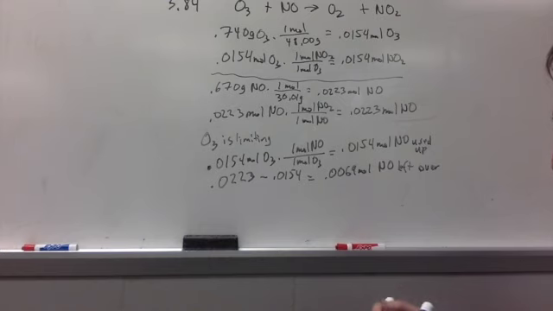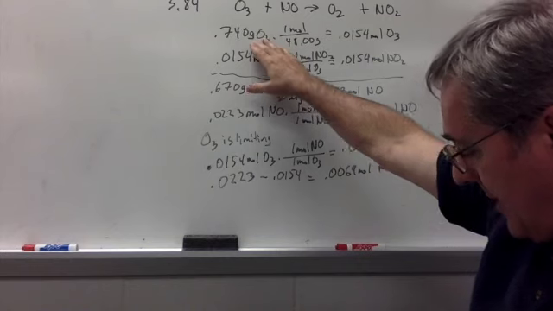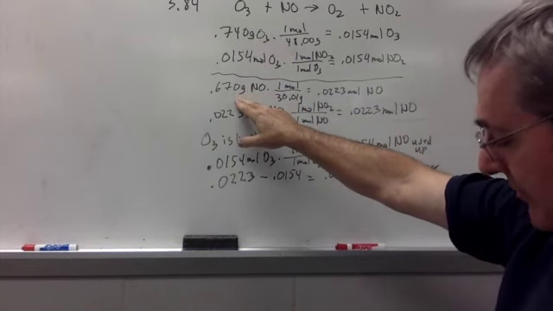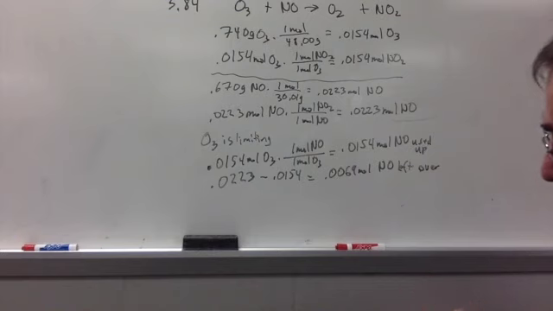3.84. The depletion of ozone in the stratosphere has been a matter of great concern among scientists in recent years. It is believed that ozone can react with nitric oxide that is discharged from high-altitude jet planes, such as the SST. The reaction is O3 plus NO yields O2 plus NO2. That's a balanced equation, 1 to 1 to 1 to 1. If 0.740 grams of O3 and 0.670 grams of NO react, how many grams of NO2 will be produced, and which compound is the limiting reagent?